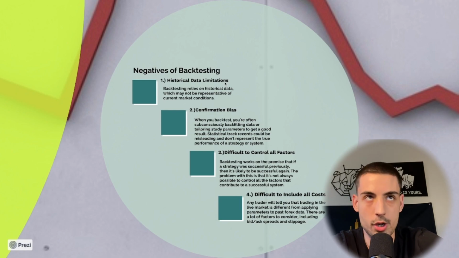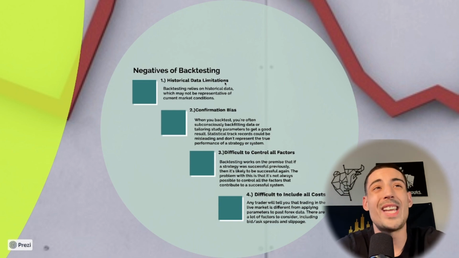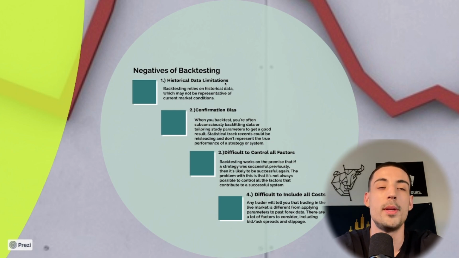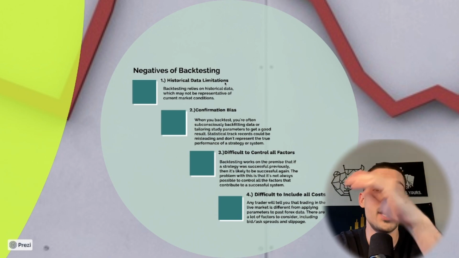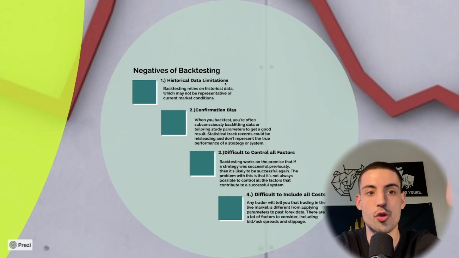Number 2 is confirmation bias. When you backtest, you're often subconsciously backfitting data or tailoring study parameters to get a good result. So statistical track records could be misleading and don't represent true performance. I always recommend people try to avoid confirmation bias by covering their eyes when they're going back in previous data and just making sure that they stay true to their trading criteria.